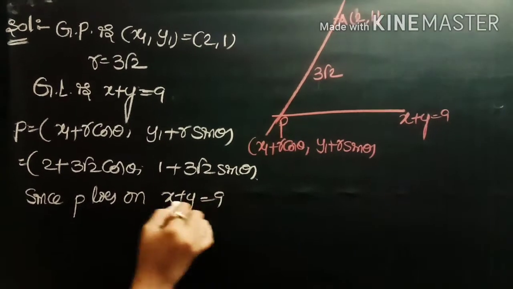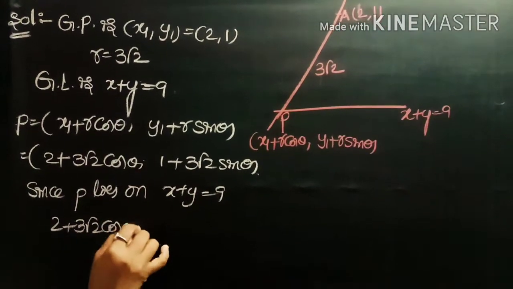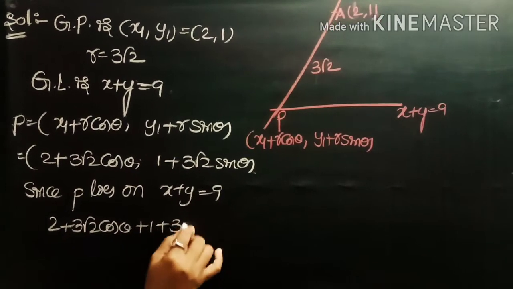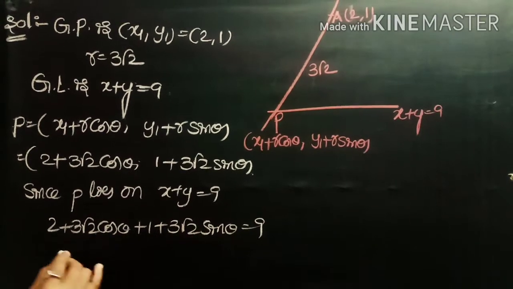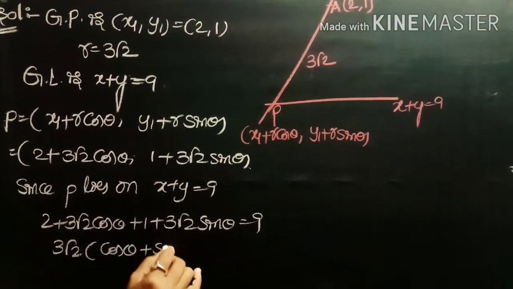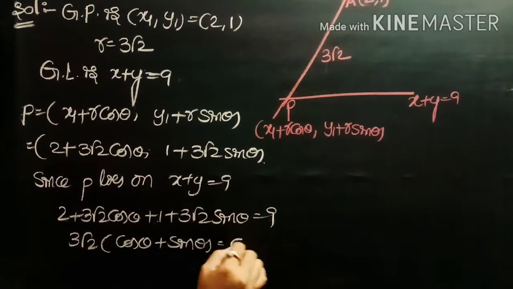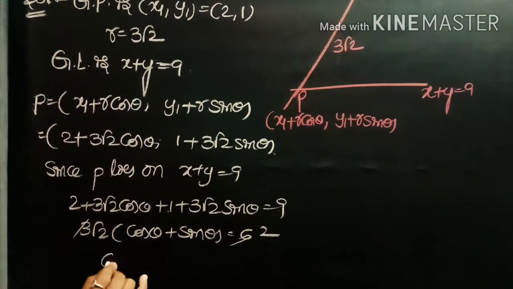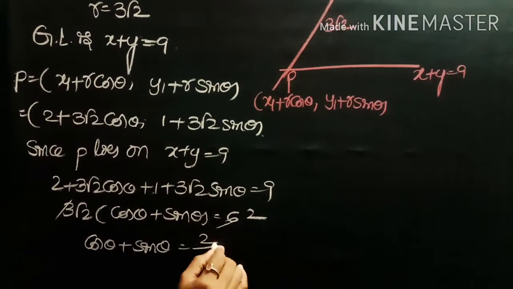Now replacing the point, what is the x value? 2 plus 3 root 2 cos theta, plus y. What is the y value? 1 plus 3 root 2 sin theta is equal to 9. Which implies 3 root 2 cos theta plus 3 root 2 sin theta. Taking 3 root 2 common, 3 root 2 into cos theta plus sin theta is equal to 9 minus 3, which is 6. Therefore, the value of cos theta plus sin theta is equal to 2 by root 2.